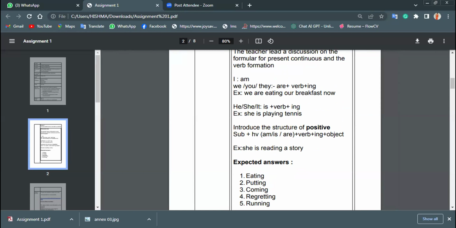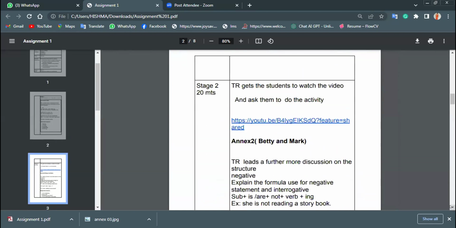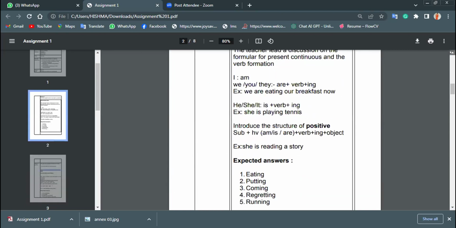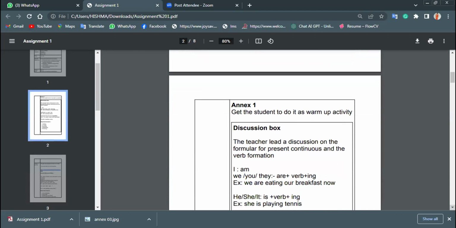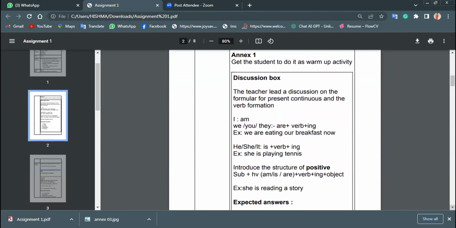Can you please go to the first stage? In the discussion box, I have mentioned the teacher leads a discussion on the formula for present continuous and verb formation. First of all, I have taught them the verb form they have to use for the subjects. They have to use helping verbs here. For the pronoun I, we have to use am only. I will clearly tell them that.